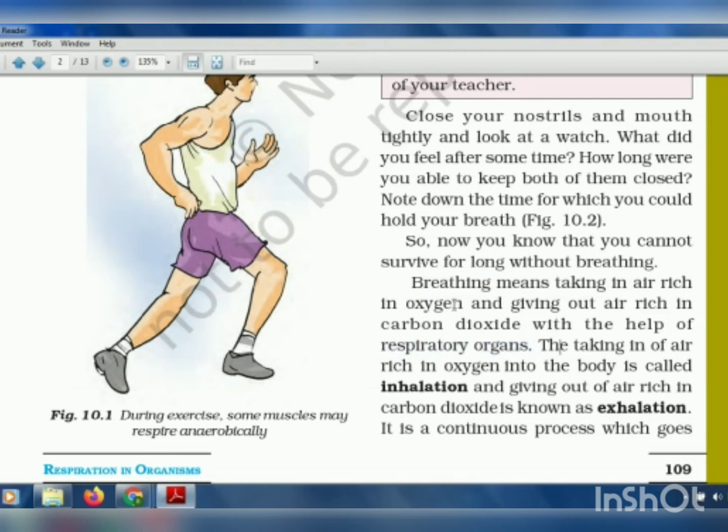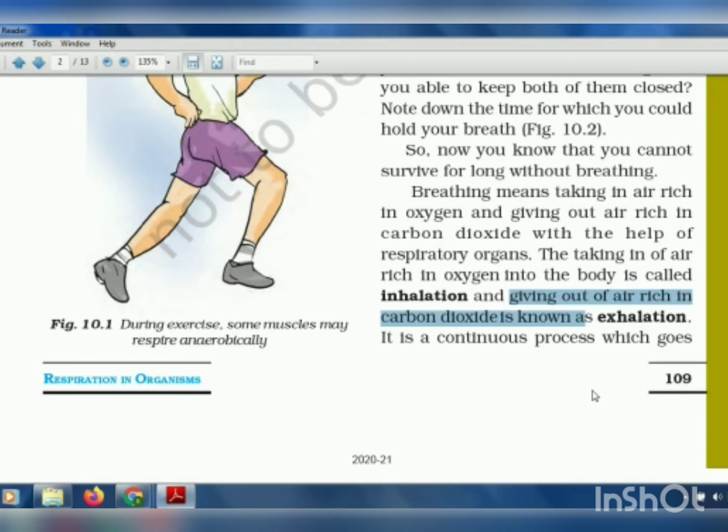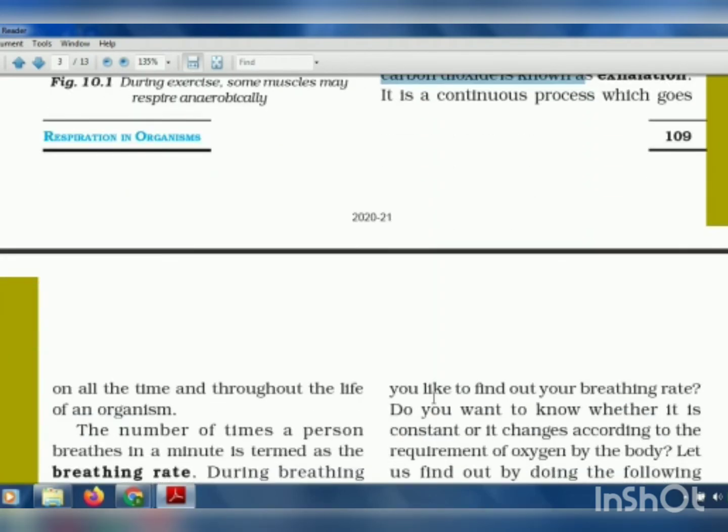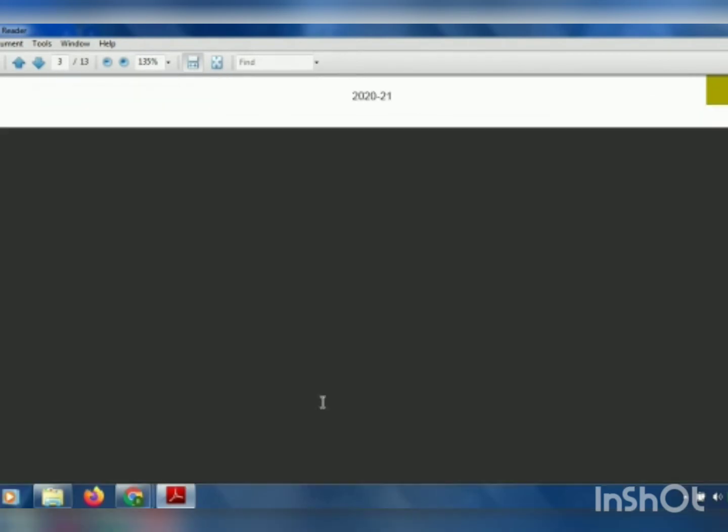Now, in breathing, there are two main things: one is inhalation and one is exhalation. Inhalation means taking in air rich in oxygen into the body, and exhalation means giving out air rich in carbon dioxide. And we know that this process of inhalation and exhalation goes on continuously throughout our life.